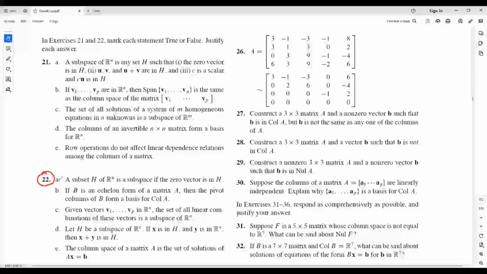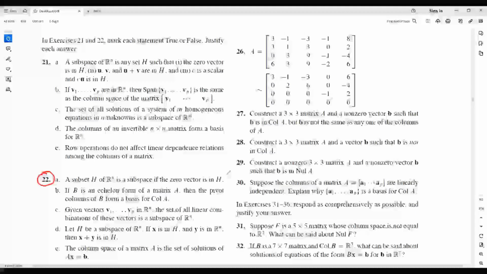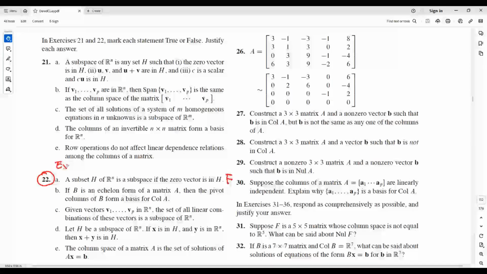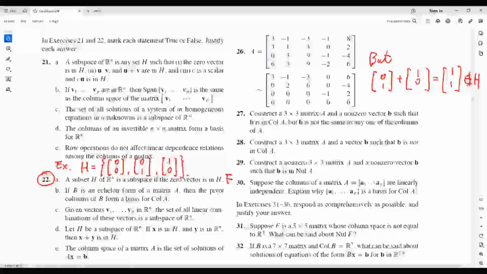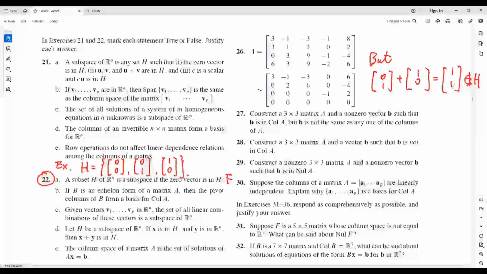Problem 22. A. A subset H of Rn is a subspace if the zero vector is in H. False. Example, H is the set of 3 vectors, the zero vector in H. This vector plus this vector equals 1, 1, which is not in H. So H is not a subspace.